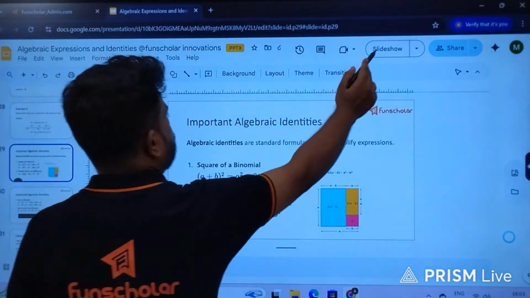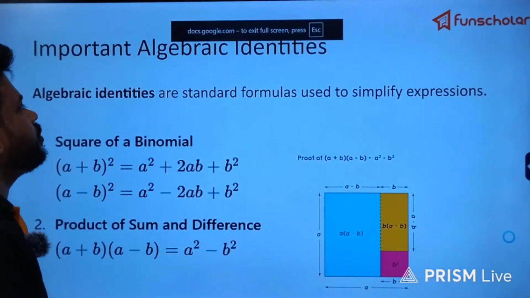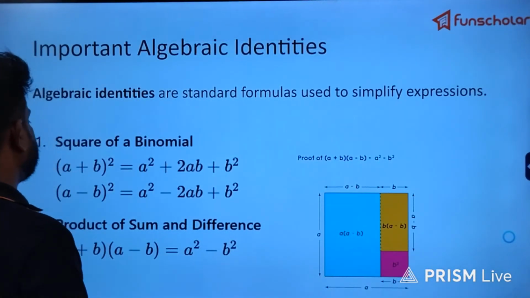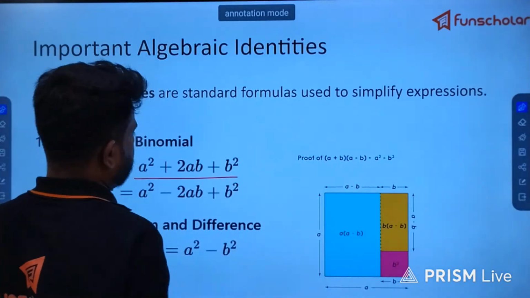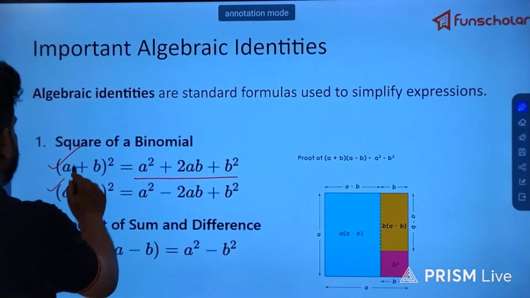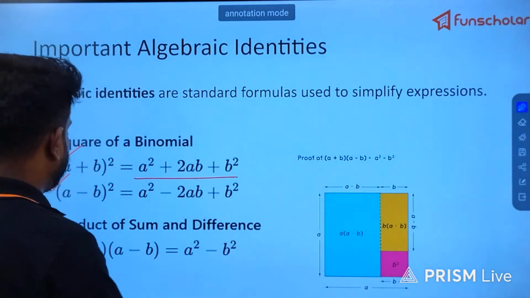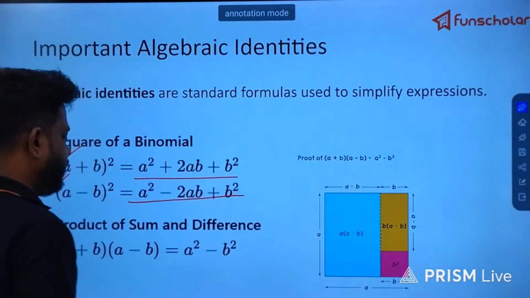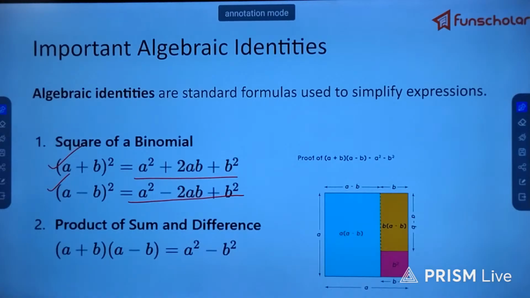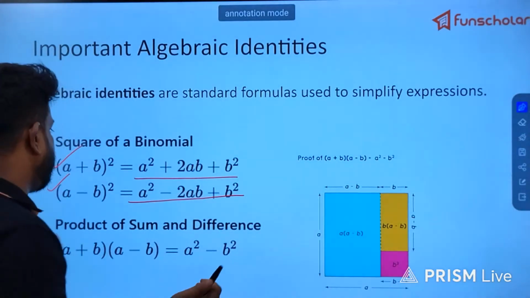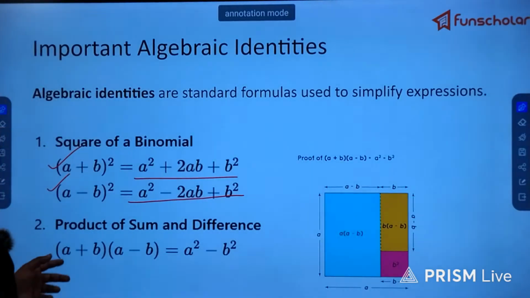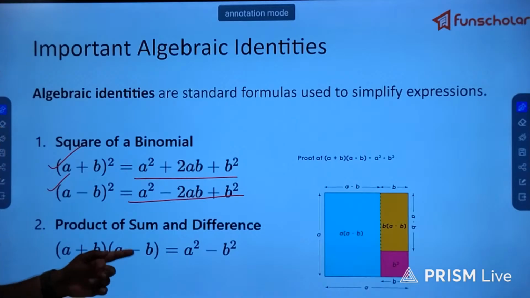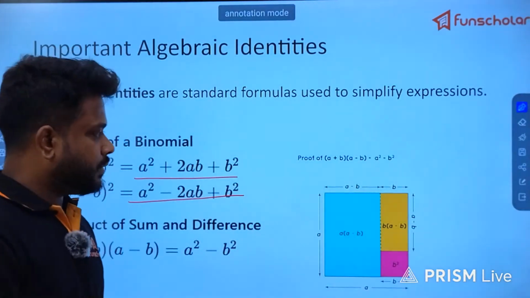Okay, so these are the examples of algebraic identities, like the square of the binomial. It has two identities, that is a plus b and its whole square, and it will be a square plus 2ab plus b square. Again it goes for a minus b and its whole square, it will be a square minus 2ab plus b square. This is also called as the square of a binomial. The next is product of sum and difference. It will be a plus b into a minus b, and it will be a square minus b square. Okay.